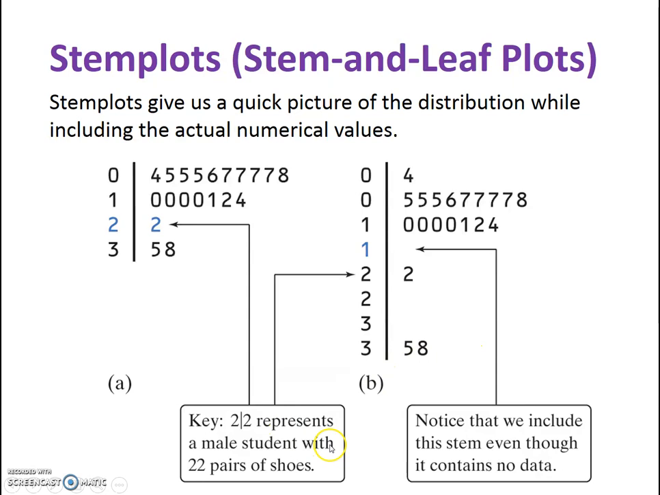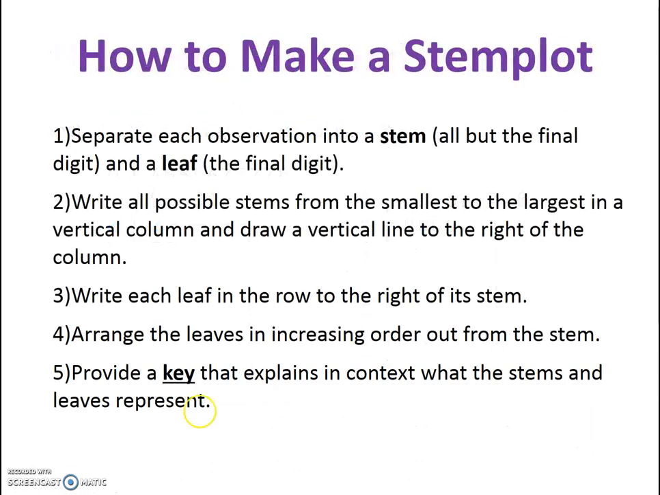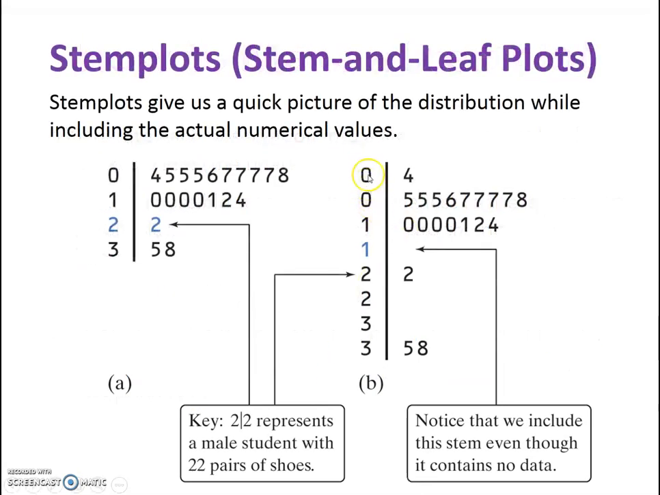Notice how there's a key. It shows us the context so I can understand how to read it. As far as line 2 means 22, and it's talking about a male student with 22 pairs of shoes. So if you're making a stem plot, you want to separate each observation into a stem, which is all but the final digit, and a leaf. So it's possible that these stems over here might have more than one digit if your numbers are in the hundreds.